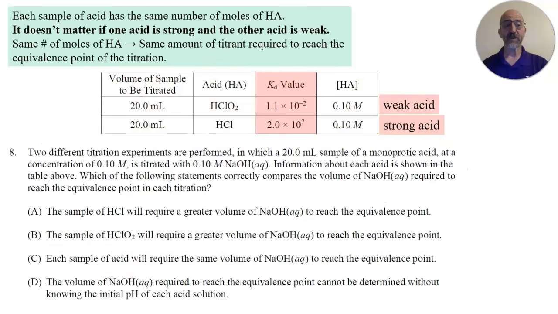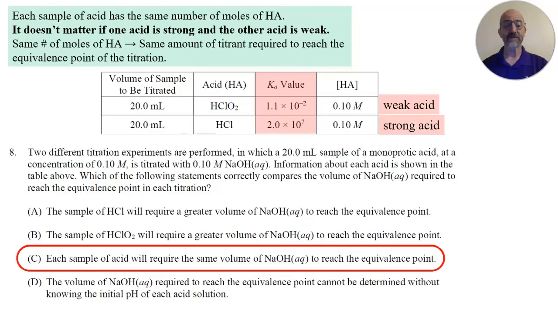So each sample of acid, 20 milliliters of a 0.10 molar solution, has the same number of moles. It doesn't matter if one acid is strong or the other acid is weak. Same number of moles of the acid, same amount of titrant to reach the equivalence point of the titration. So that makes the correct answer to question 8, choice C. So it's all about the number of moles of the acid. It has nothing to do with whether the acid is strong or weak. All right, well, that's the answer to question 8, which is choice C.